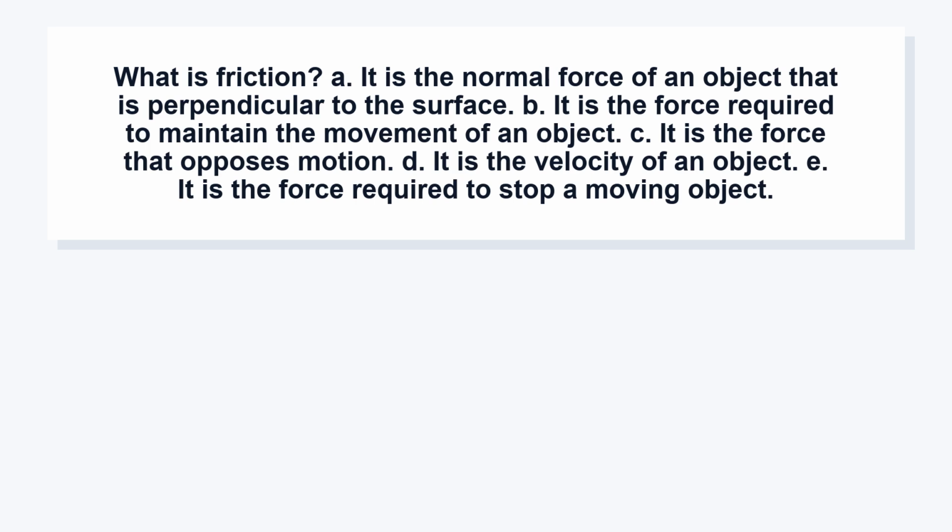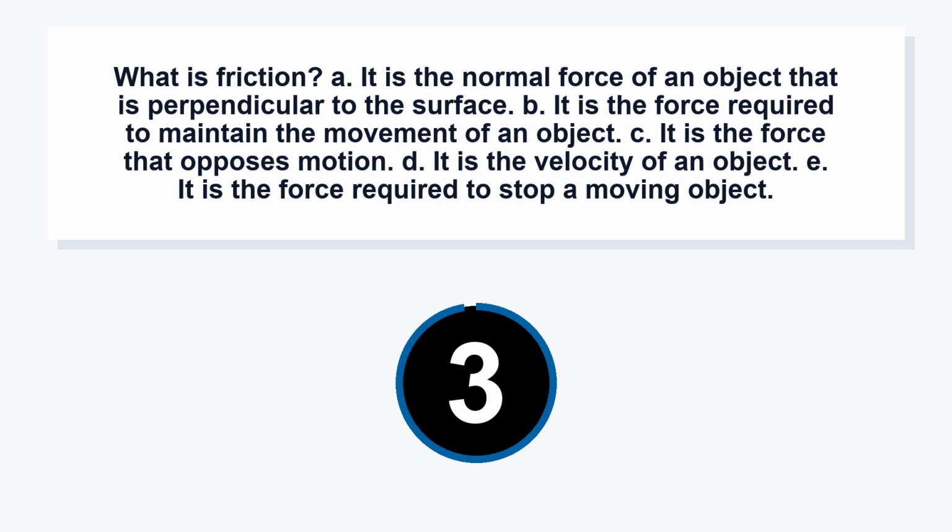What is friction? A. It is the normal force of an object that is perpendicular to the surface. B. It is the force required to maintain the movement of an object. C. It is the force that opposes motion. D. It is the velocity of an object. E. It is the force required to stop a moving object.